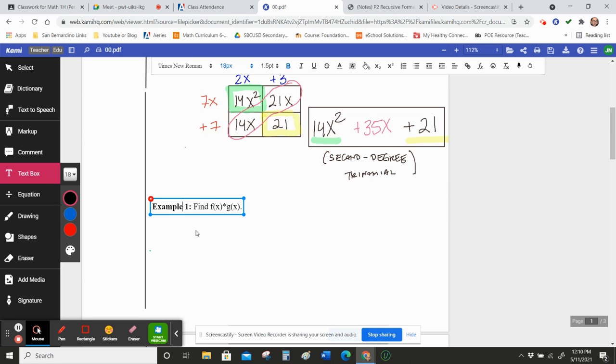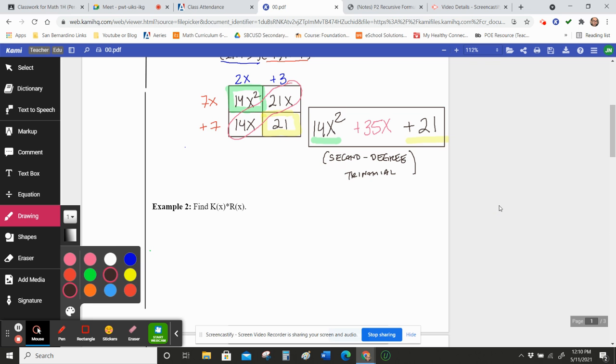So we're going to have, for example 2, multiply k of x with r of x. And I have to give you those functions right now. So let's say that k of x is equal to the function 5x plus 8. The function r of x is equal to 6x minus 3. And we need to multiply those two together, right?